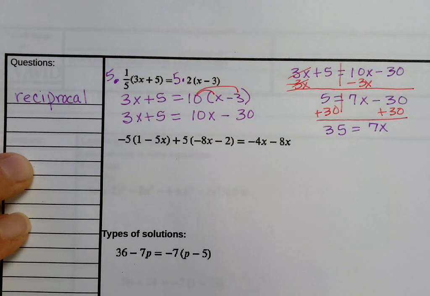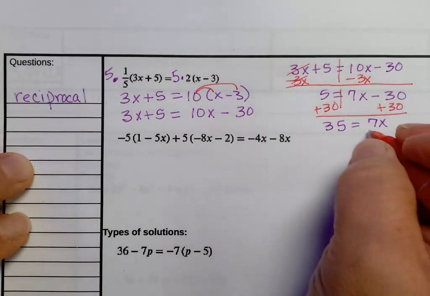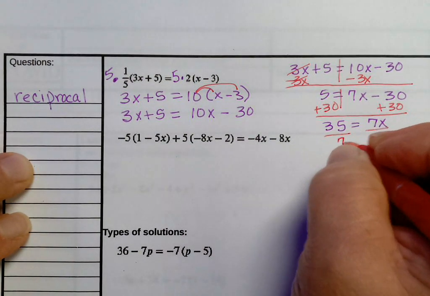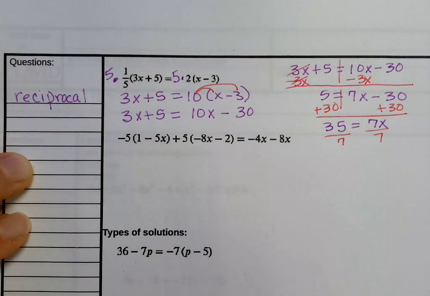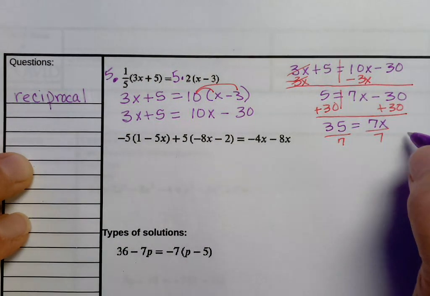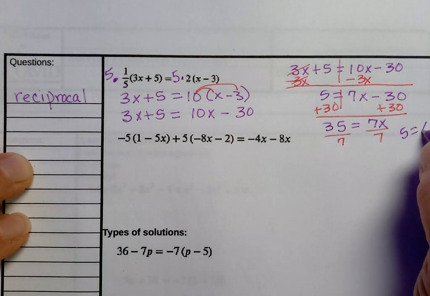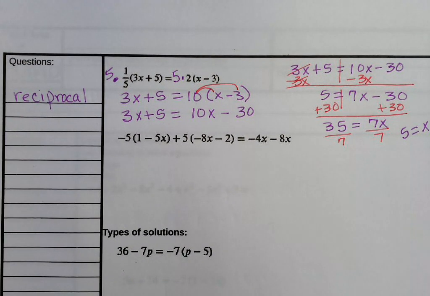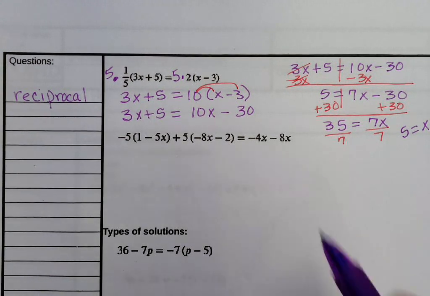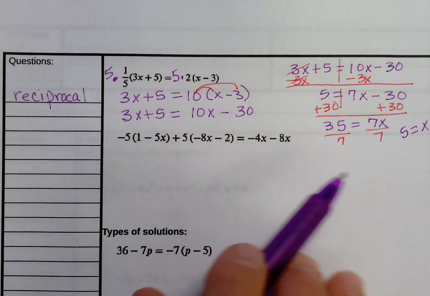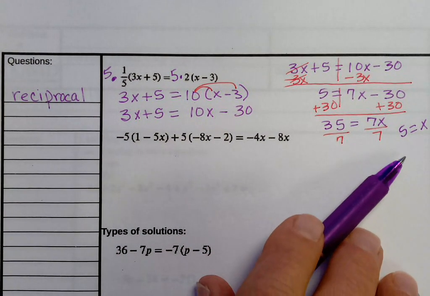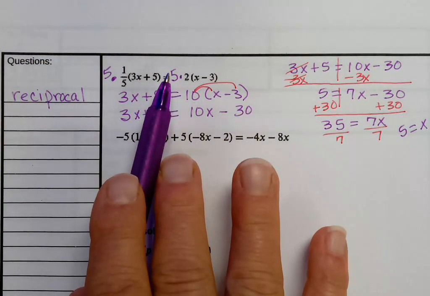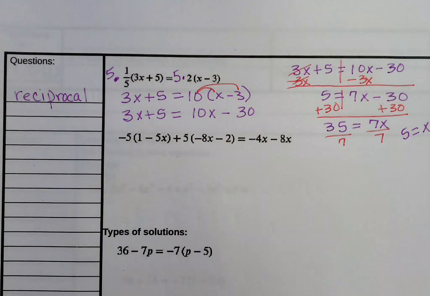Last step, divide by 7. And 5 is equal to x. So as you're looking at this, we're not going to check, but you would put the 5 back in for x and make sure you had the same thing on both sides.